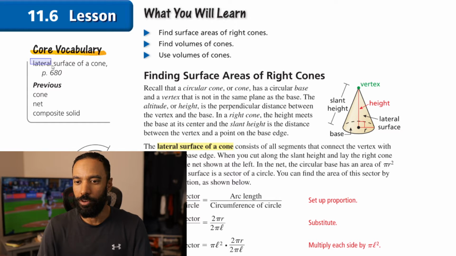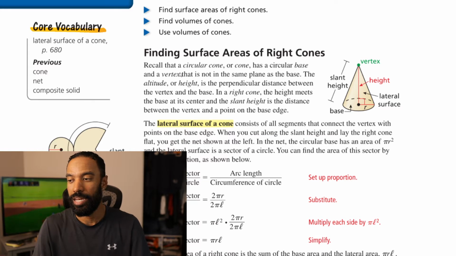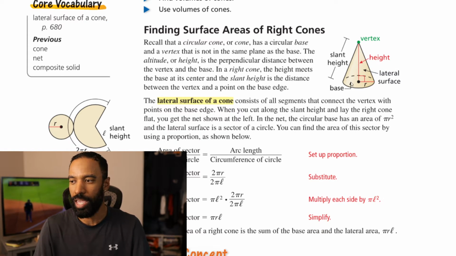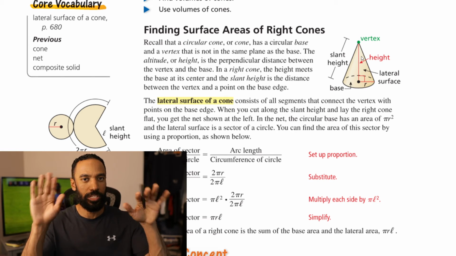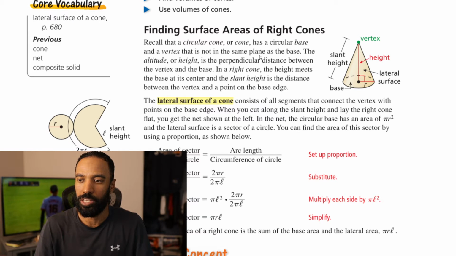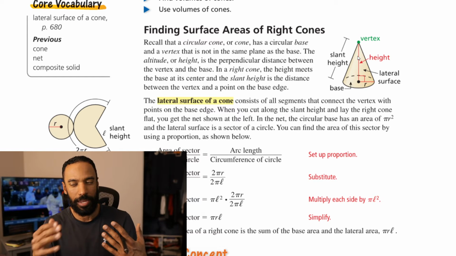Surface area has a core vocab phrase: lateral surface. You've probably heard me say lateral facing or lateral area quite often. Now we'll put it into context. You see, a cone has two portions. There's a base, which is the circle, and there's the lateral facing, which is this party hat looking portion, the side walls that meet up to the vertex here. A circular cone has a circular base and a vertex not on the same plane. The altitude, or height, is the perpendicular distance right here. And in a right cone, the height meets the base at the center. So the vertex is right above the center in a right cone, with perfect symmetry like a party hat.